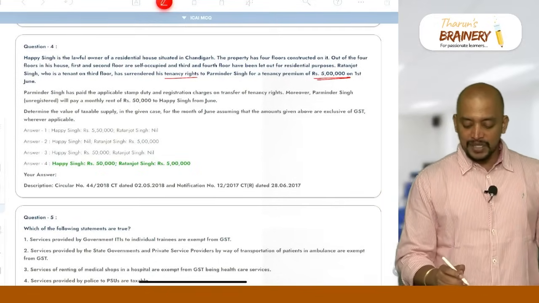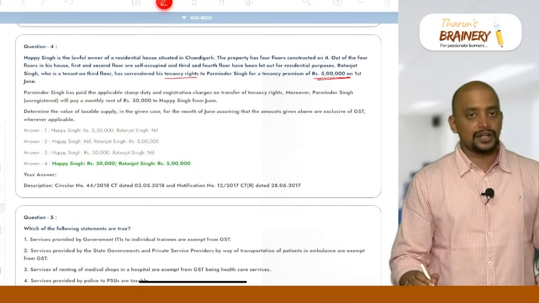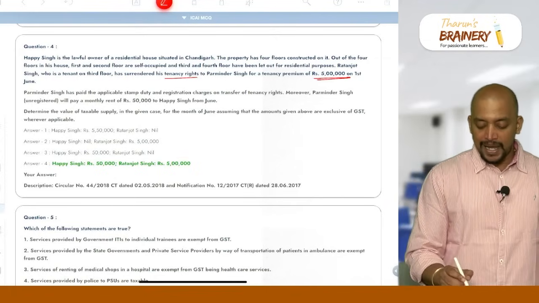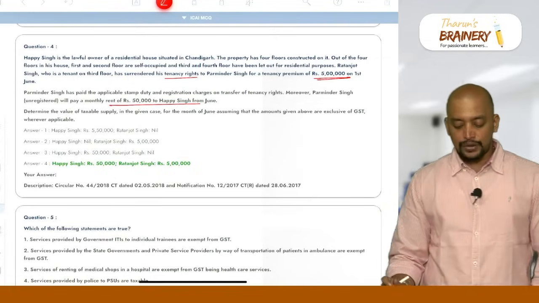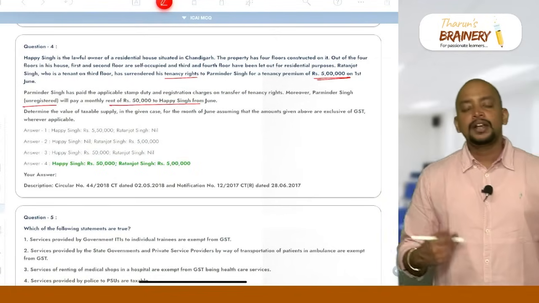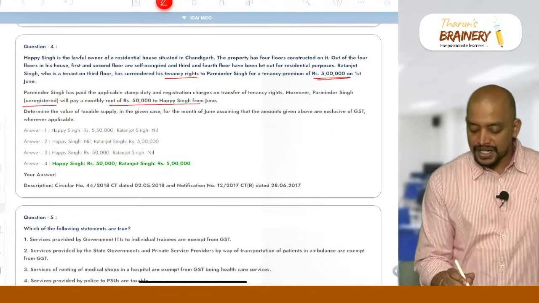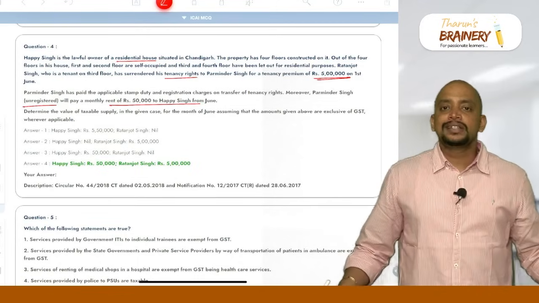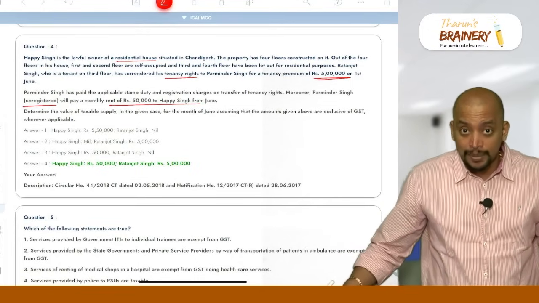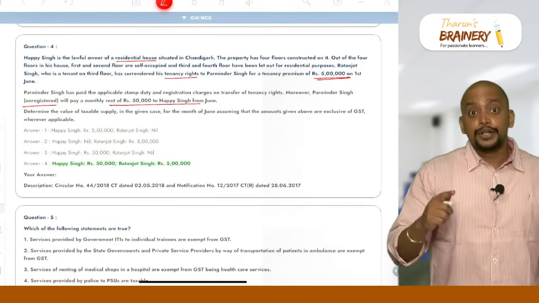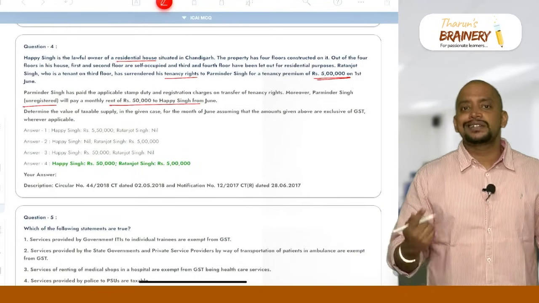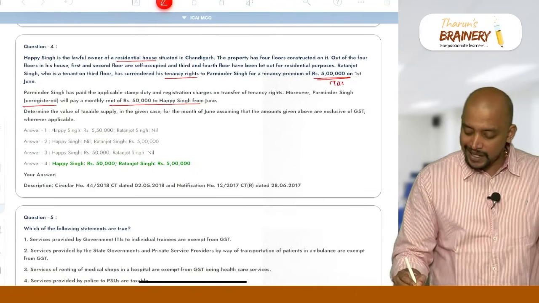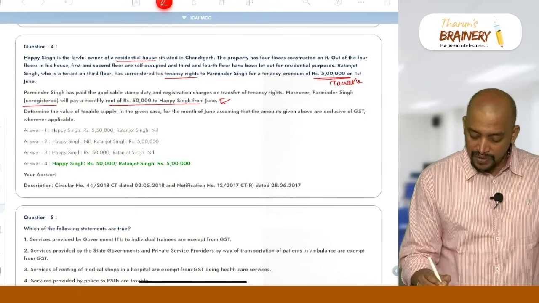Now, Parminder Singh has paid the applicable stamp duty and registration charges on transfer of tenancy right, and moreover Parminder Singh will pay a monthly rent of 50,000 to Happy Singh. He is an unregistered person. Now, it's what property? Residential property. That 5 lakhs will be taxable, but renting of residential property for residential purpose to an unregistered person is exempted. So, therefore, this 5 lakhs will be taxable, whereas this 50,000 will be exempted.